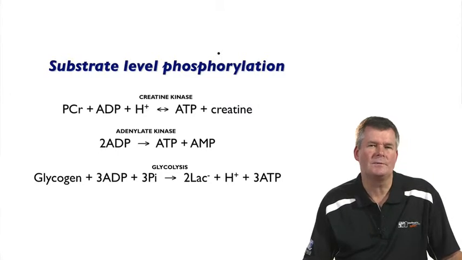Another important reaction within skeletal muscle is that catalyzed by the enzyme adenylate kinase, where two ADP molecules can come together to produce ATP and AMP. Obviously, the ATP can then be utilized. AMP can be broken down further to a compound known as IMP, and that has implications, particularly during high intensity exercise, for fatigue, and we'll come back to that later on.